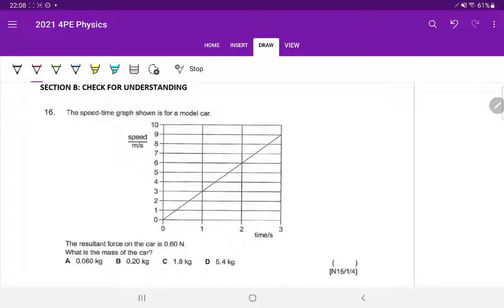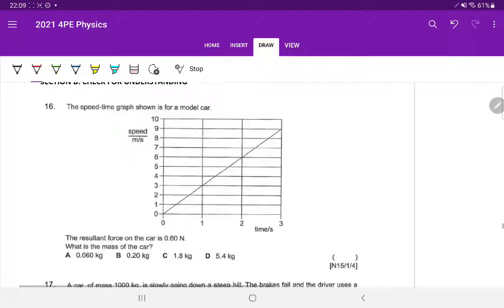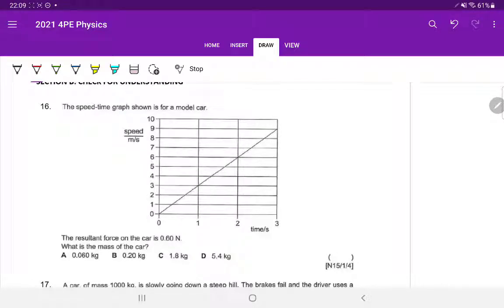Kinematics describes motion and dynamics explains in terms of forces why things move the way they do. So often these questions and learning objectives are combined and tested in a single question like this, right? So the speed time graph shown, they tell you that the resultant force on the car is 0.6 newtons, so this is the resultant force. They're asking you to find mass.